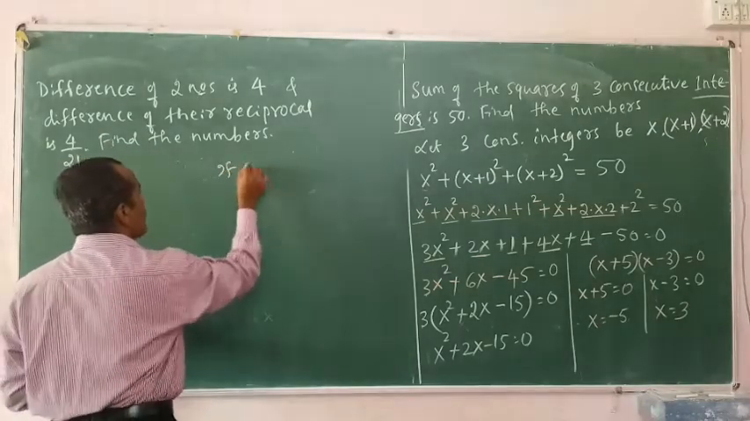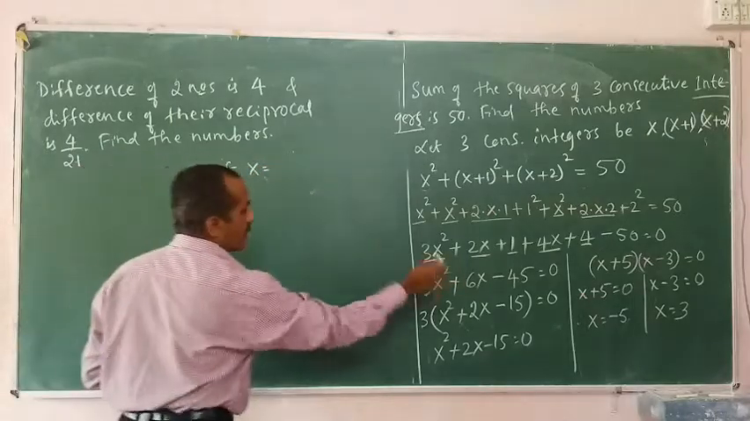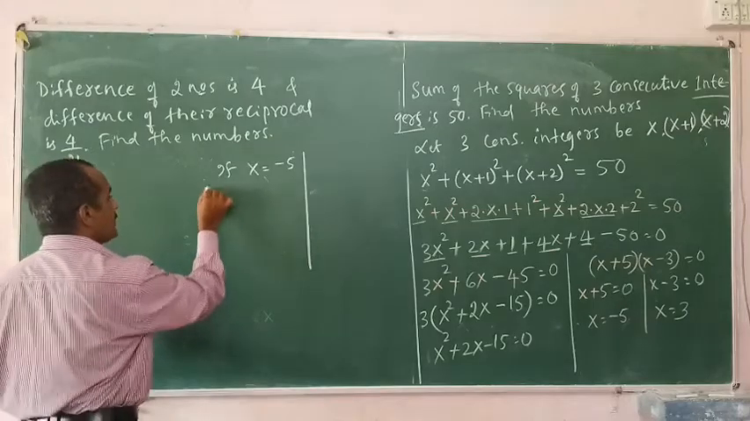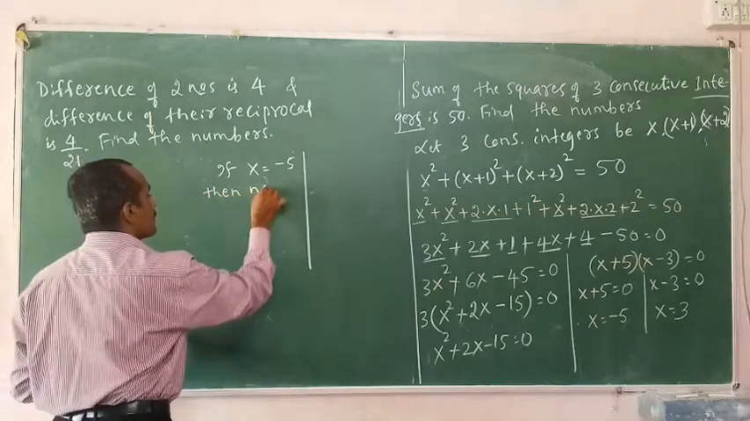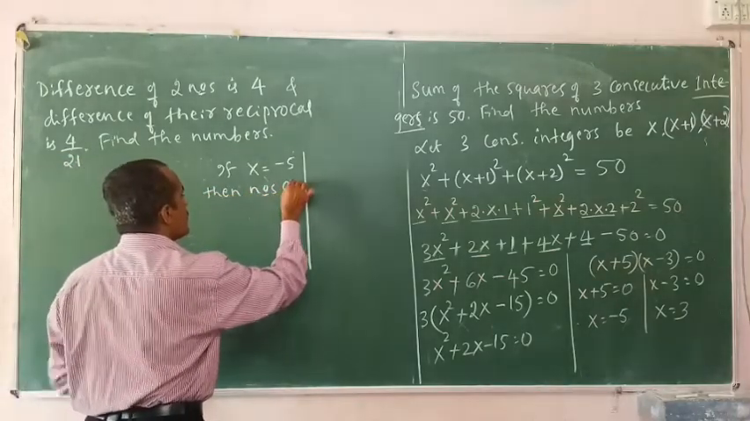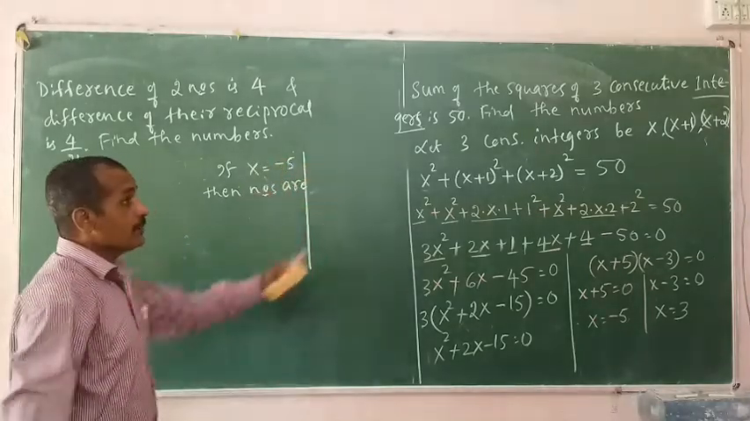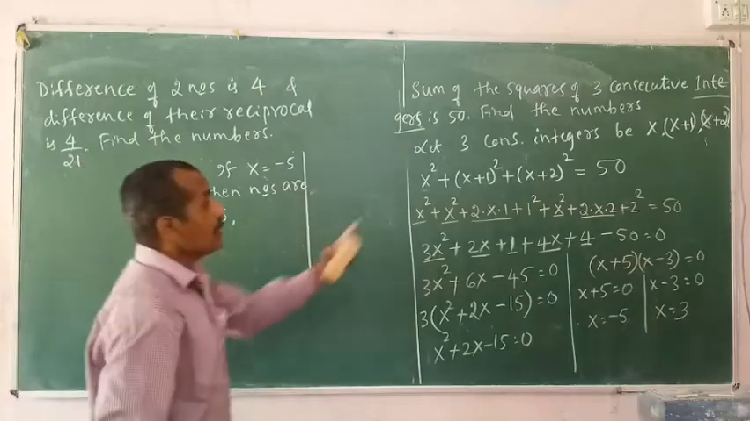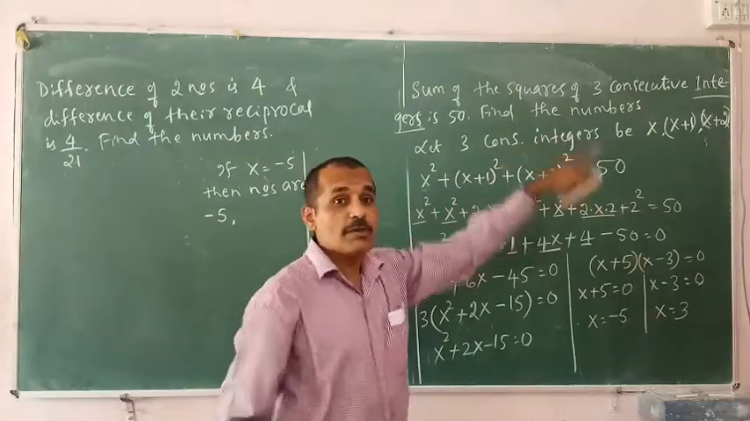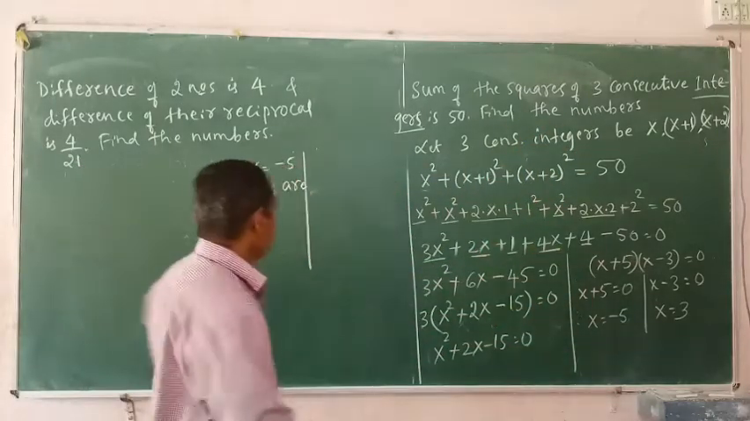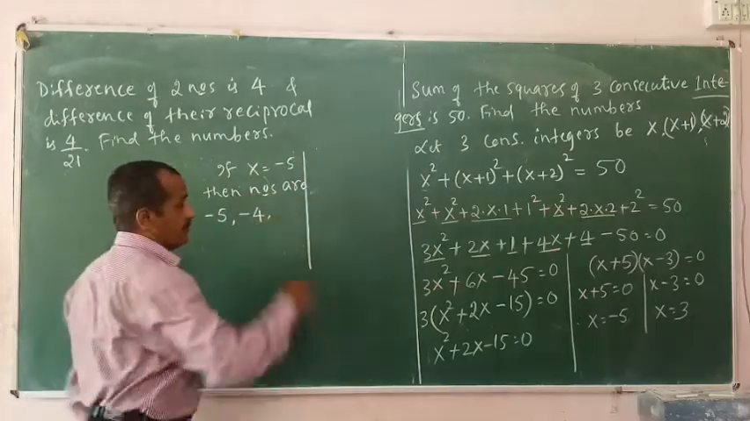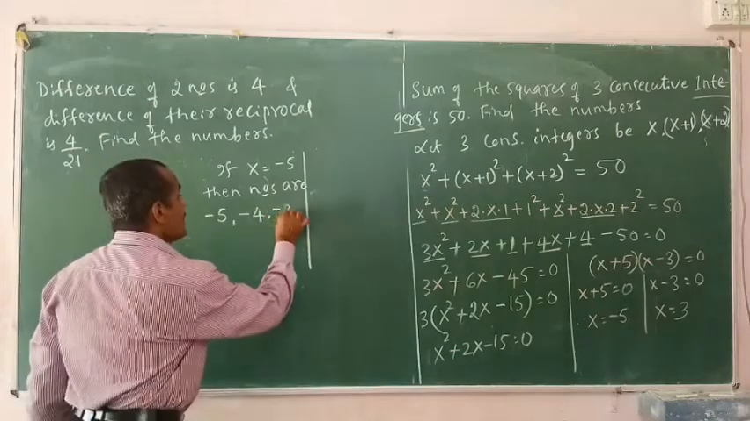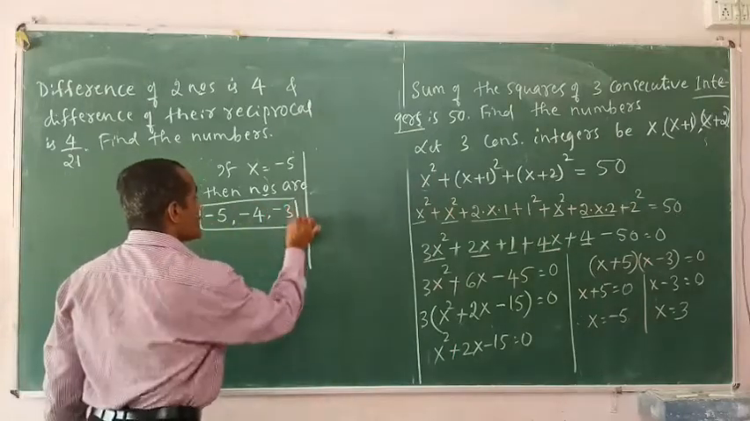If x is equals to minus 5, what are the numbers? The first number x is minus 5. Second number x plus 1, minus 5 plus 1, minus 4. Third number x plus 2, minus 5 plus 2, minus 3. These are the three numbers.